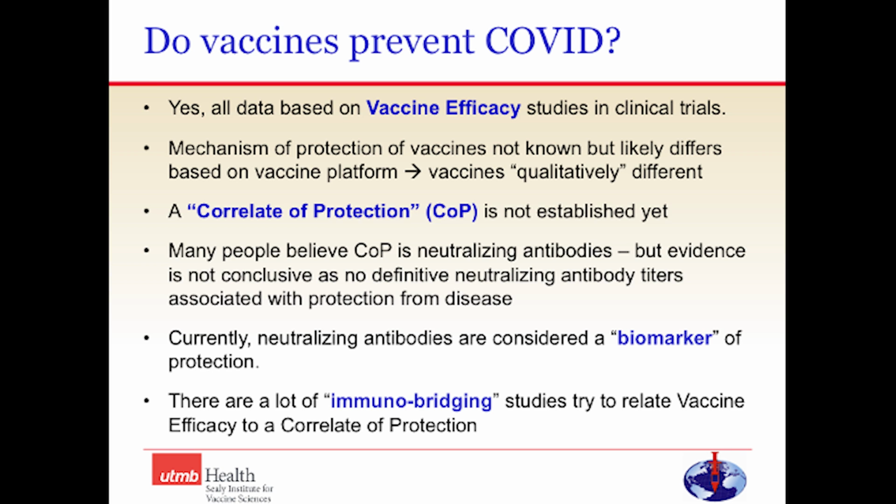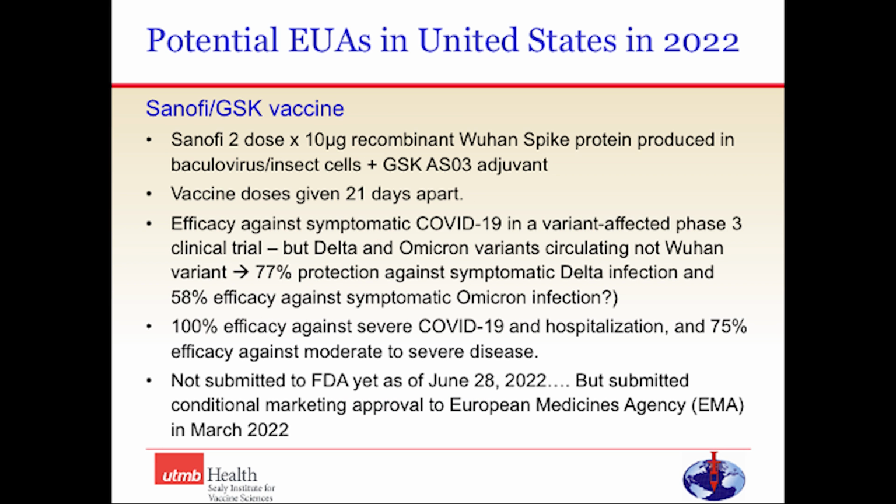Let's look at potential EUAs coming up in this country. I'm crystal ball gazing here. I think the Sanofi GSK vaccine will probably get its EUA in the second half of this year. This is a 2-dose regimen, 10 micrograms of protein, Wuhan, produced in insect cells together with GSK's AS03 adjuvant.